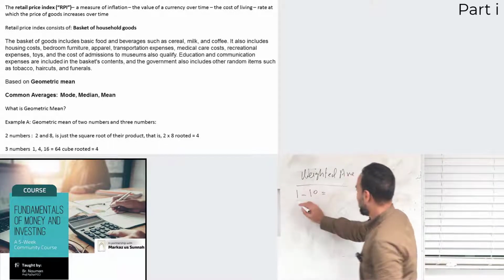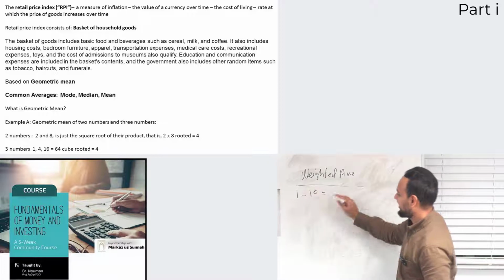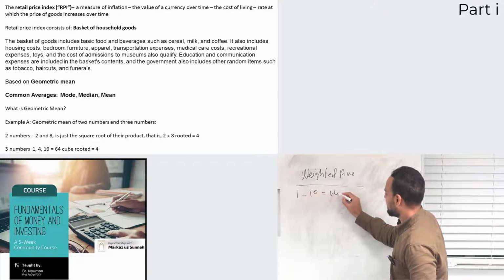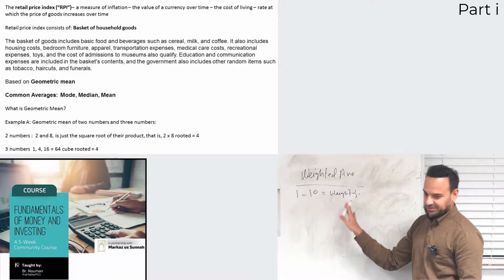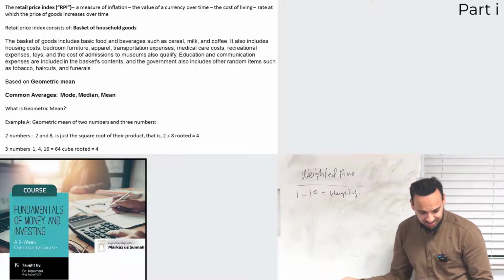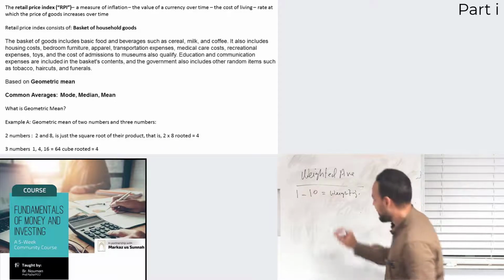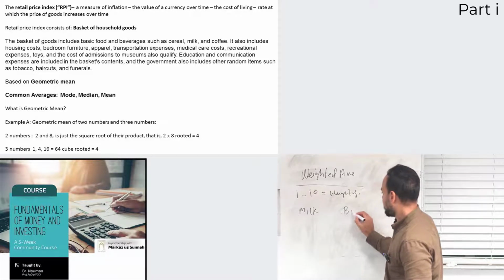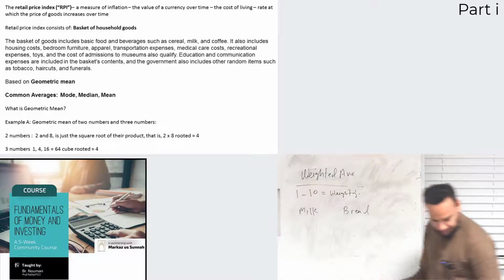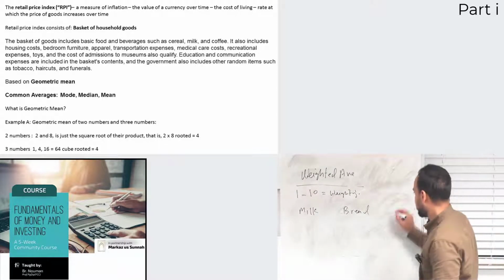So let's take an example weighting of 1 to 10. This is a range, right? And we apply it to three items. Let's say we have milk, we have bread, and we have water.